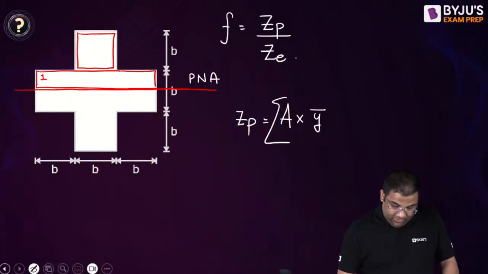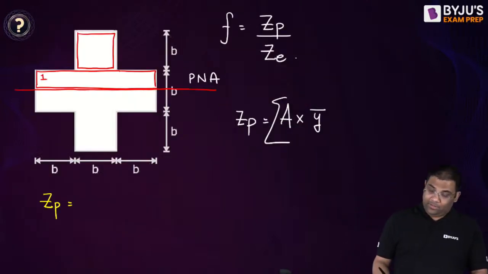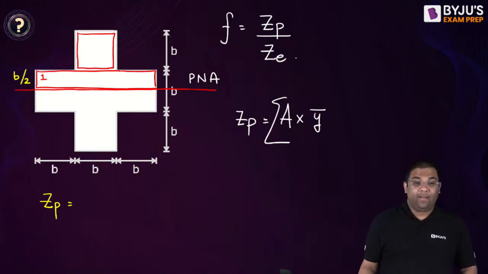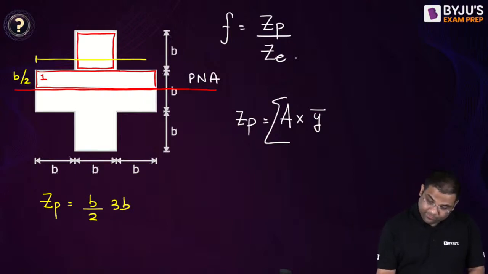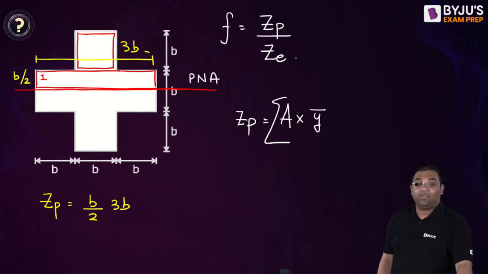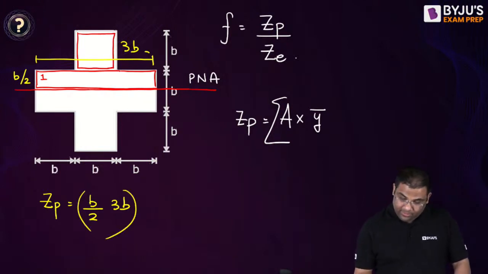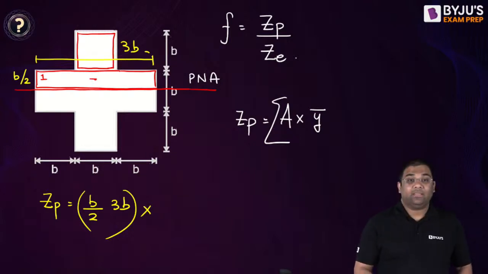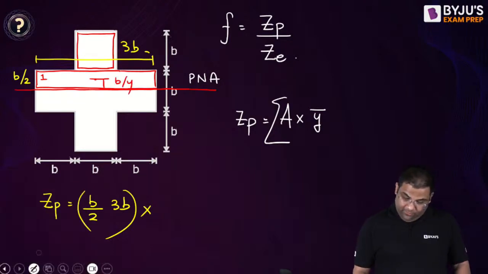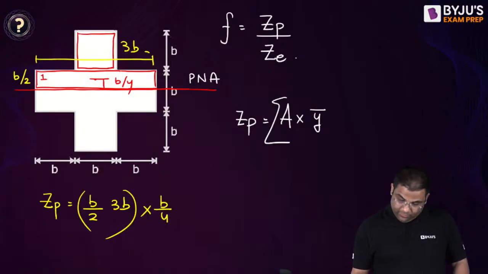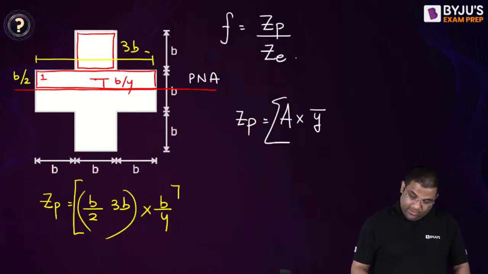The first rectangle area will be how much? Tell me, I am finding Zp. The area of the first rectangle is how much? Can I say it is b/2 × 3b? Yes, it is b/2 × 3b. You see, this is 3b. Yes, this is the area of the first rectangle, b/2 × 3b. Now, what is the distance of its centroid from the neutral axis? It is how much? b/4, right? It is b/4. So b/4, right? This is for the first one.